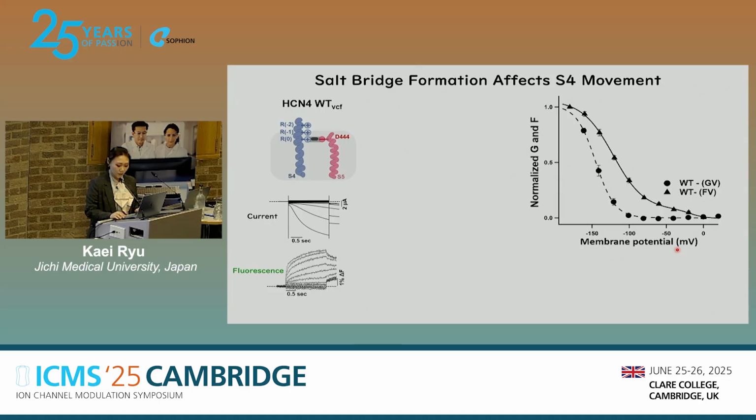It shows a clear two-step S4 movement, F1 and F2. F1 seems to respond to the pre-open S4 movement from the closed state to the intermediate state, and F2 was from the intermediate to the open state. Therefore, F2 overlaps with the GV curve.